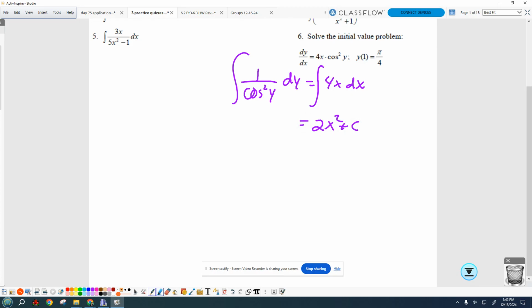How do I get the y to stay on the other side, on the left? Make it secant squared. Do I have to put plus c with the y's? No, because it's already taken care of. Those of you who are confused by this, the collective said 1 over cosine squared is secant squared, whose derivative is secant squared tangent.